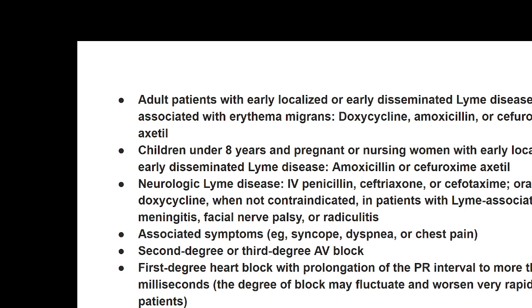Then the treatment choices: in adult patients with early localized or early disseminated Lyme disease with erythema migrans, doxycycline, amoxicillin or cefuroxime are the antibiotics of choice. In children under 8 years and pregnant or nursing women with early localized disease, amoxicillin or cefuroxime are the choice. In patients with neurologic involvement, IV penicillin, ceftriaxone and cefotaxime, or oral doxycycline are given if not contraindicated.